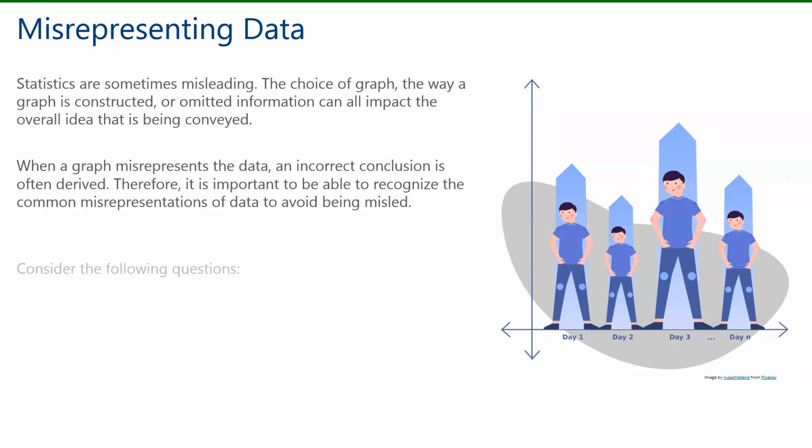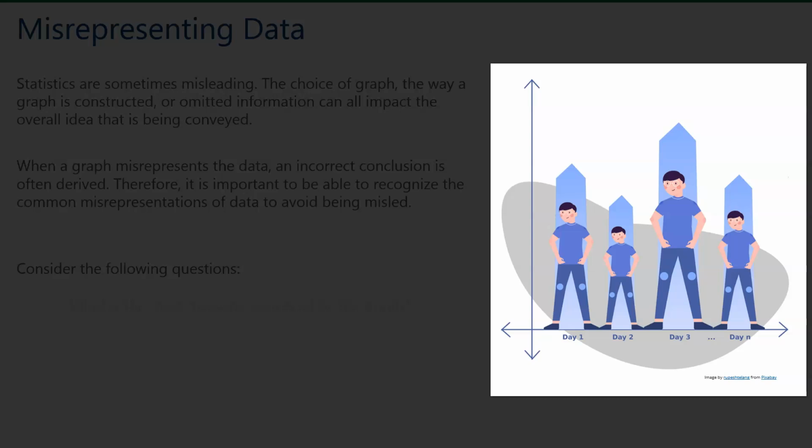As an example, I want you to observe this graph and think about the following questions. What is the main message conveyed by the graph? Why might the data be misinterpreted? Who do you think might have constructed the graph? And how could this graph be changed?